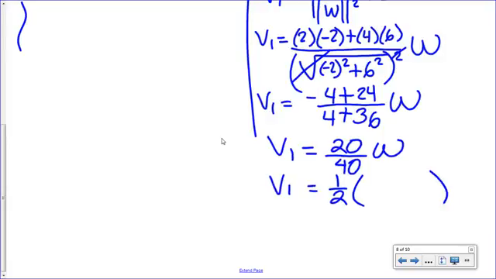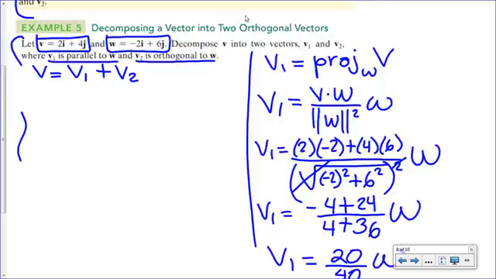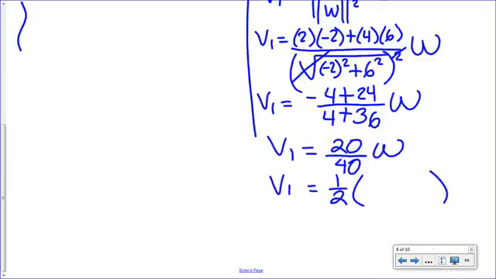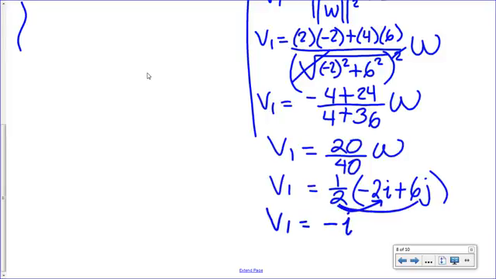And for w, I'm going to look at the top of the problem and get the coordinates for it. And we see here it's negative 2i plus 6j. So negative 2i plus 6j. So v sub 1 will equal 1/2 times that, which will equal negative i, and then 1/2 times 6j will equal positive 3j. Okay, so now that we have that vector, we're going to use that.